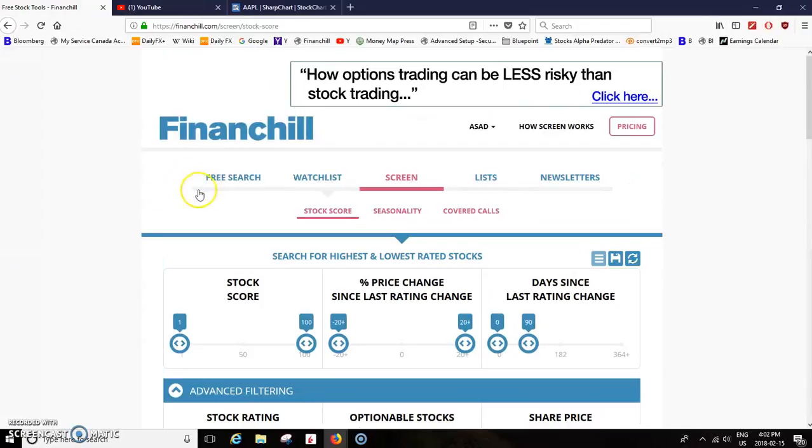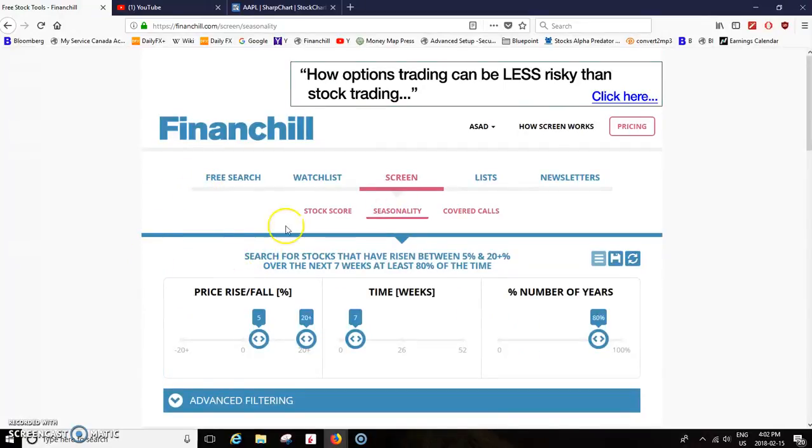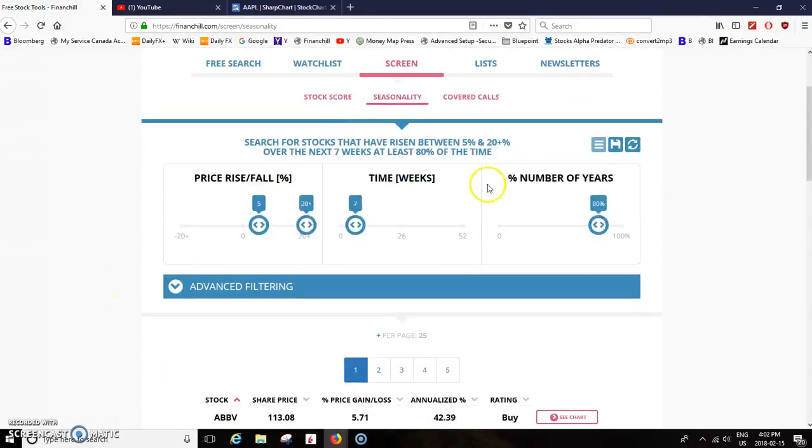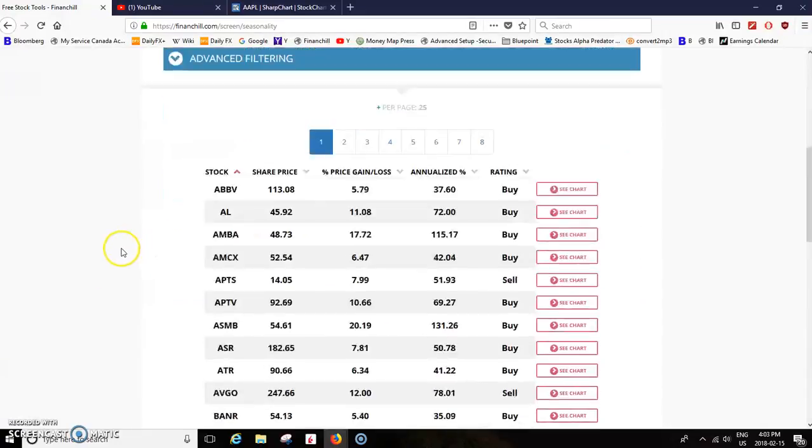Or again, if you're just looking for seasonality, then you would just click screen seasonality, and here we can set the number of years of the probability. We'll change this to, say, 8 weeks, because options generally do take more time to play out. Otherwise, if you're looking for equities, stock plays only, that's fine too. Percent rise fall between 5 and 20%, and then this will give you that list, and you can filter it down by price gain.